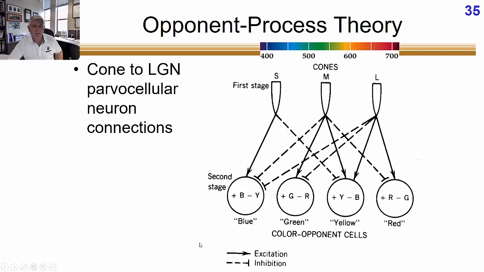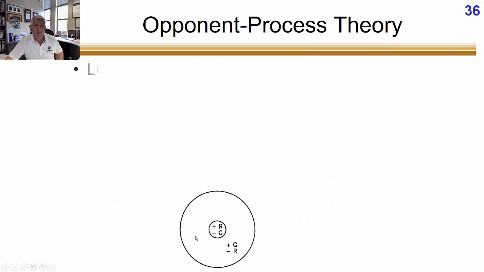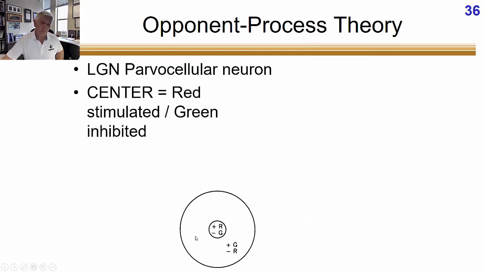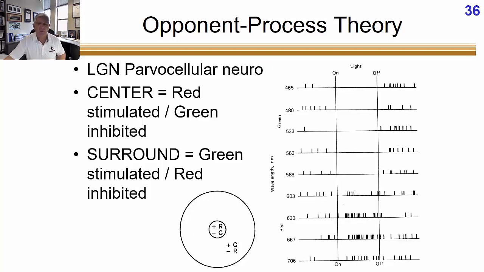All right. And this just shows you those connections a little bit bigger so that you can see the excitatory and inhibitory. Now, this is called double opponent process, right? If the center is excited by red, then it's always going to be inhibited by green. And the surround then will be the opposite, excited by green, inhibited by red.